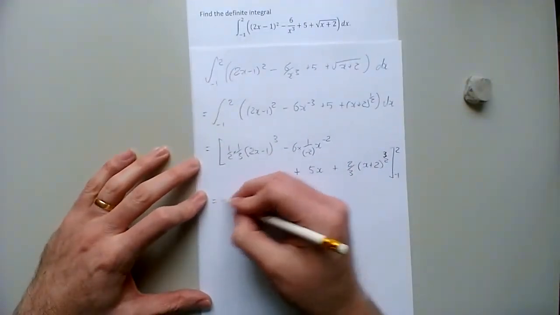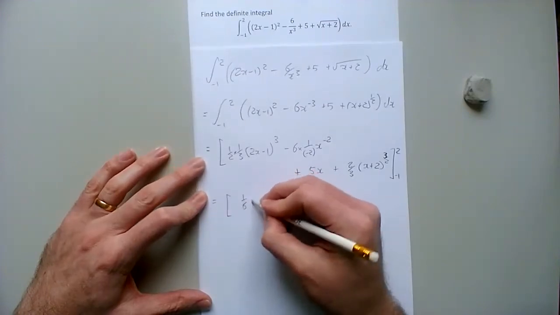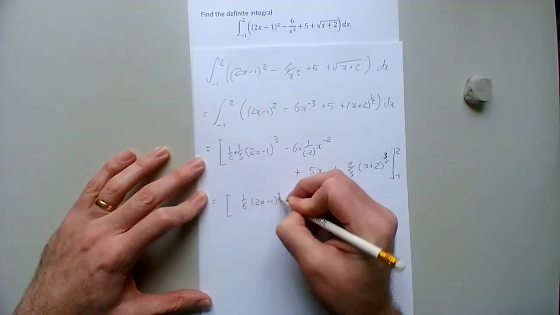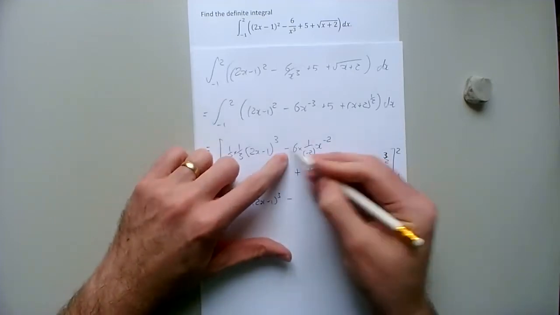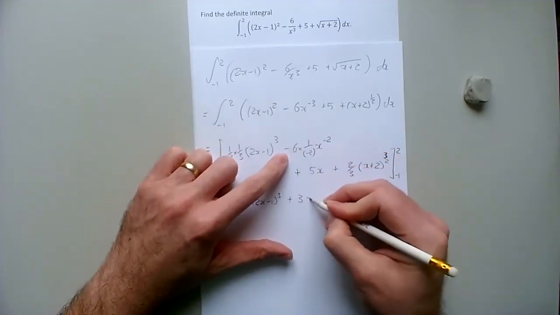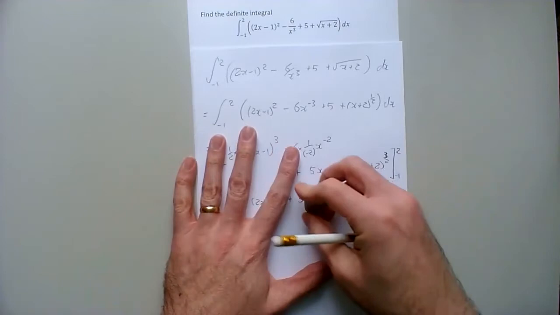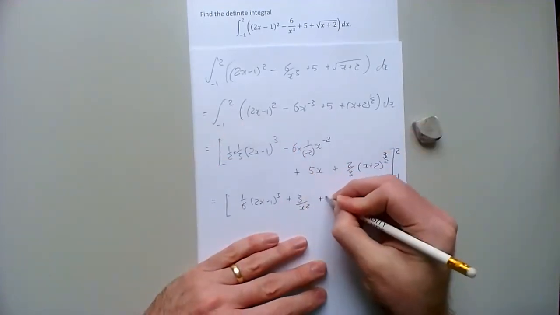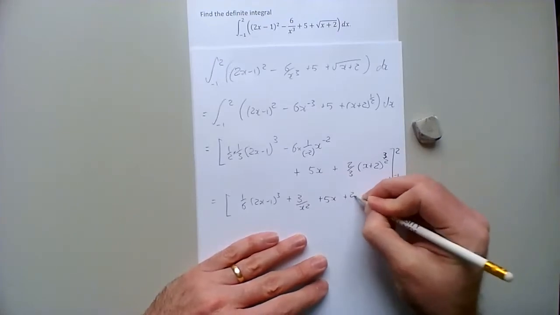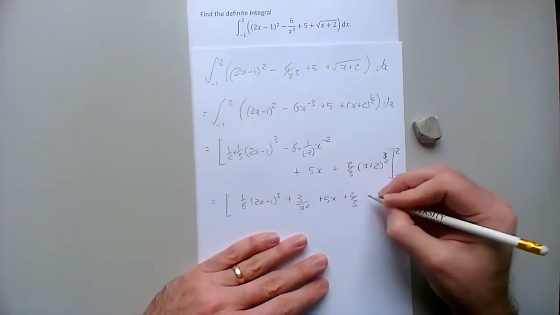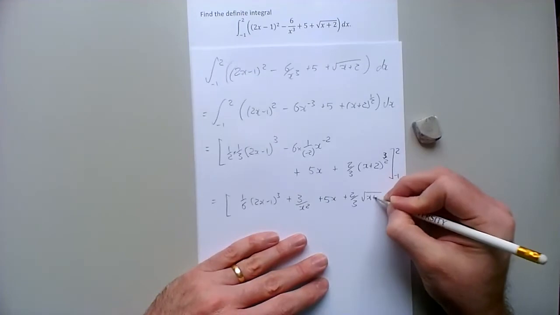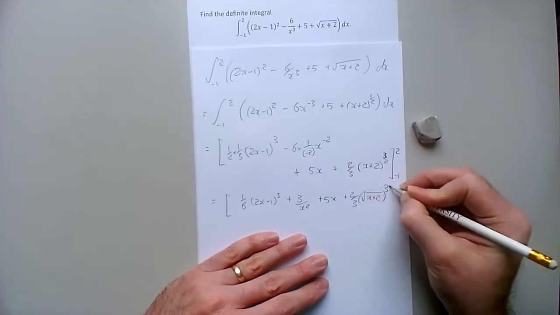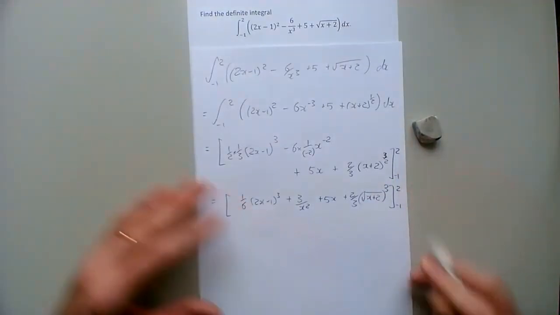Okay, so let me just simplify that a little. 1/6 of (2x - 1)^3. -6 divided by -2 is +3. And x to the -2 is really 1 over x squared. Then 5x plus 2/3 of, I guess, root (x + 2) cubed. I reckon that might be the easiest way to write it to make this work.